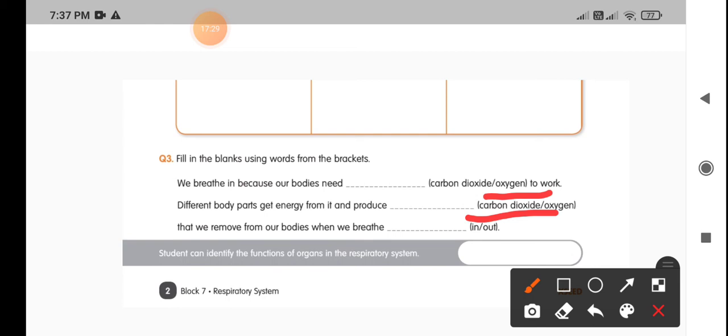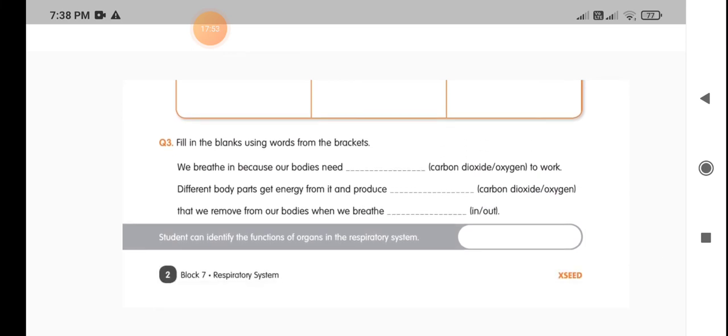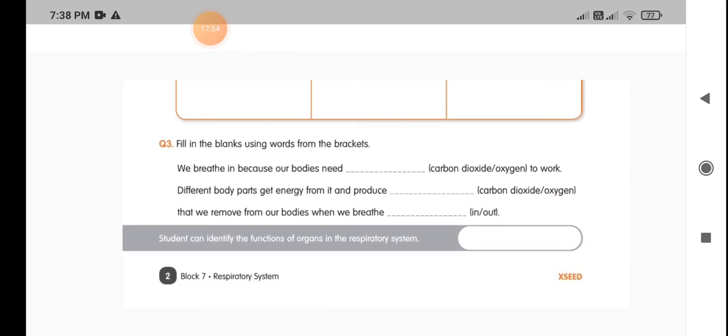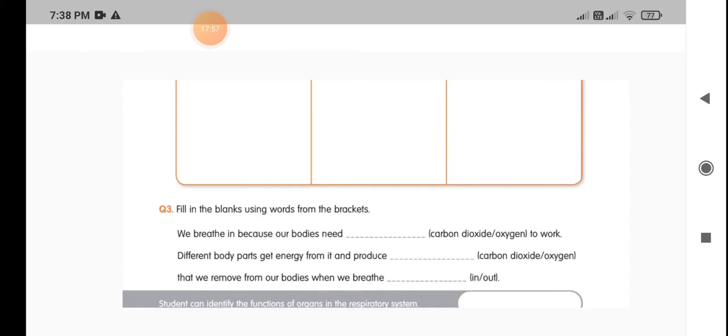So choose that word and write it in these blanks. And that we remove from our bodies when we breathe. Carbon dioxide we are releasing from the body when we breathe out. Only when we breathe out does the carbon dioxide come back out. Okay, understood? So complete this page number 2 from your workbook, children.